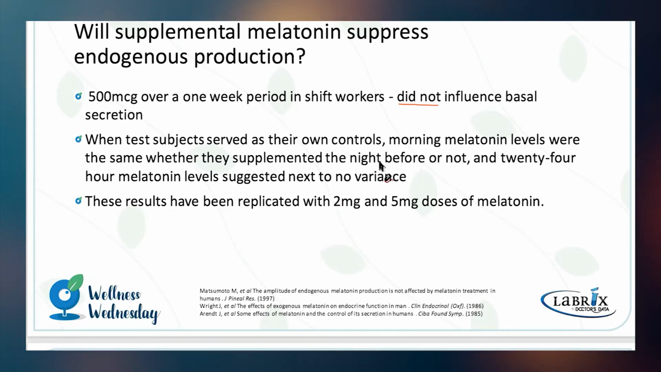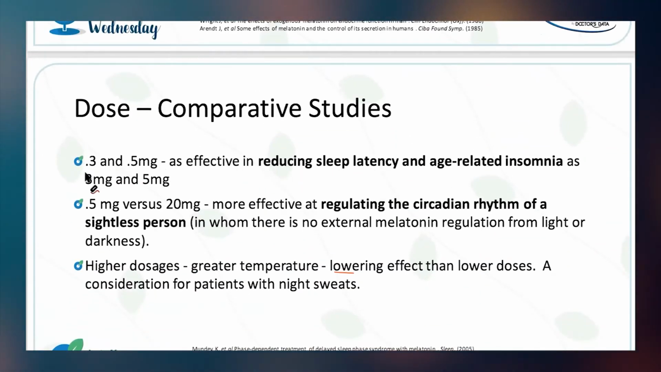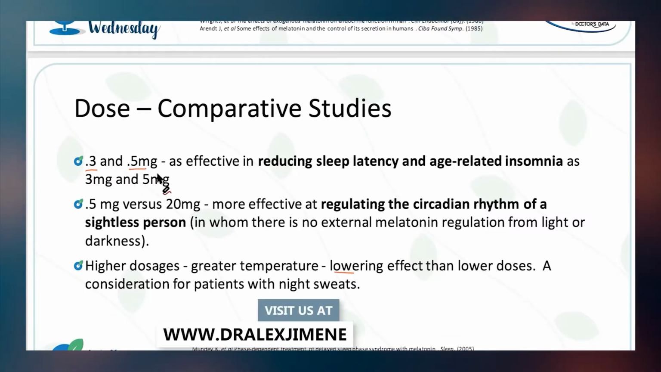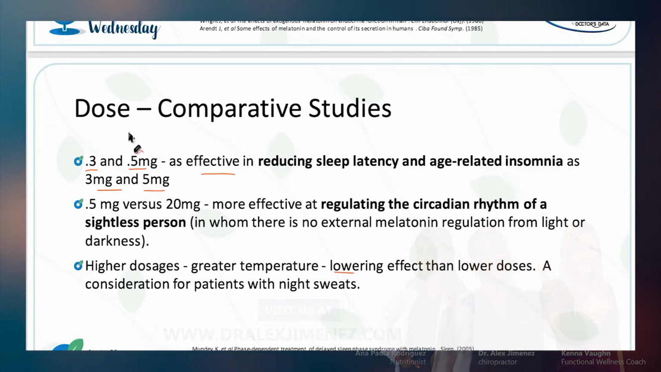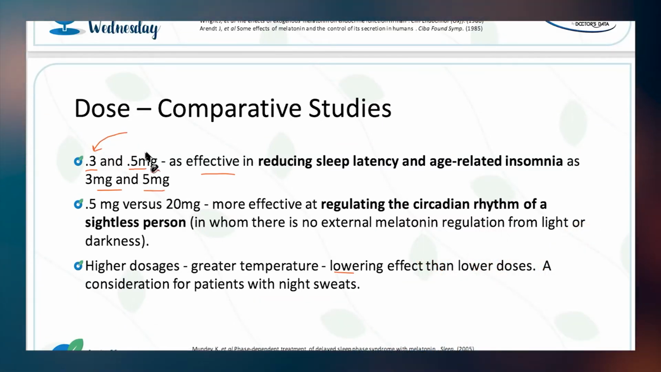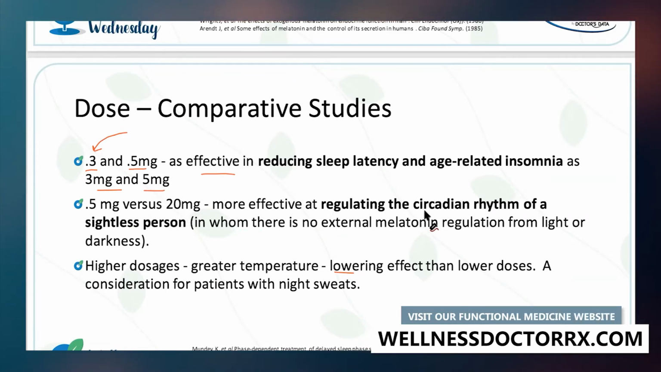So when we look at dose comparative studies, we can see that 0.3 milligrams to 0.5, that's half a milligram, is as effective at reducing sleep latency in age-related insomnia as 3 and 5. So why tamper with the system? Use low doses. Now, 0.5 milligram versus 20 is more effective at regulating circadian rhythms in the sighted person.